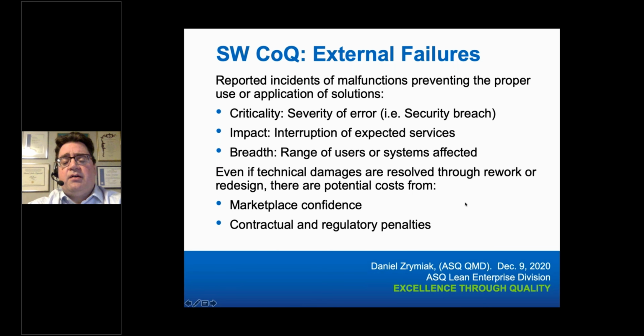External failures are particularly significant if the failures from the overall solution using that software are particularly profound. And these are some examples of criticality. How severe is the error? A security breach might be a minor oversight in terms of the software, but if that oversight causes privacy data to be improperly exposed, a data breach, permitting things like identity theft, that is an extremely important issue.